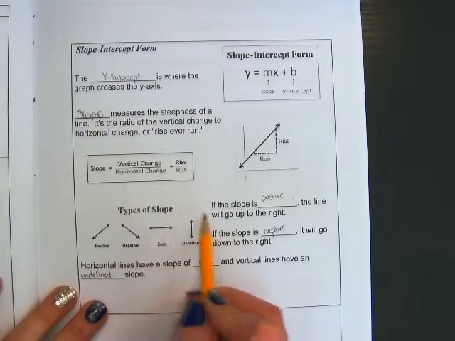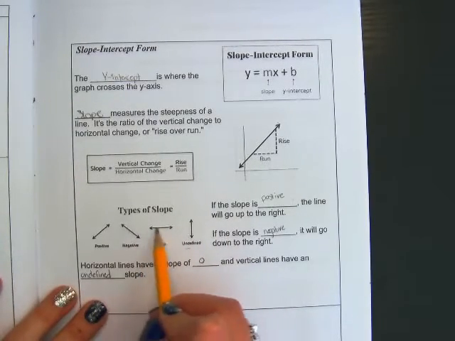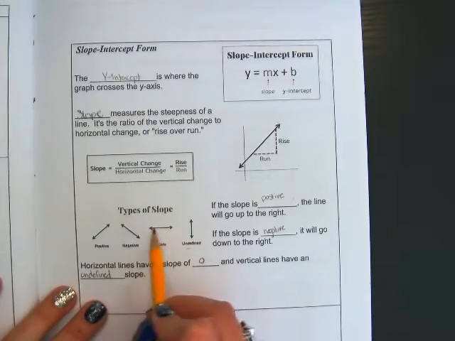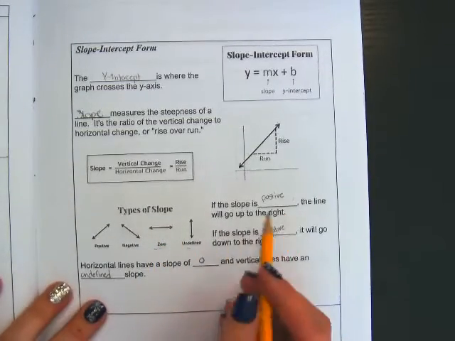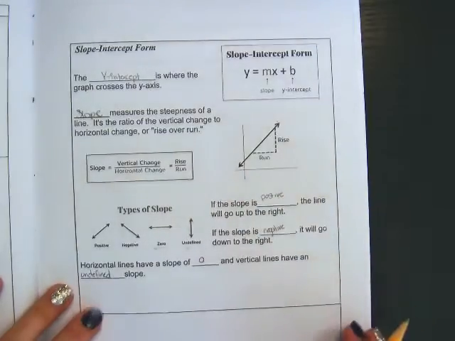You have 2 special cases, which are zero and undefined slopes. Zero is where there's literally no slope. It's a flat surface, left to right. And undefined is where it goes straight up and down in a vertical line.